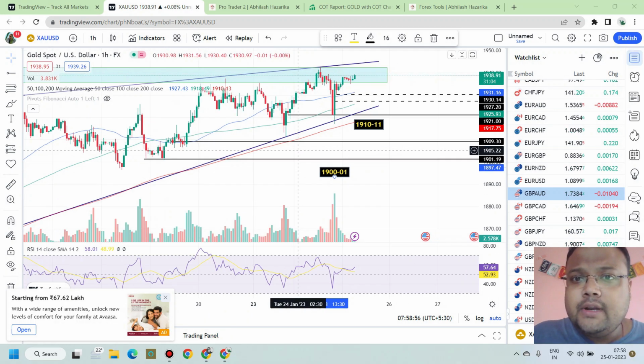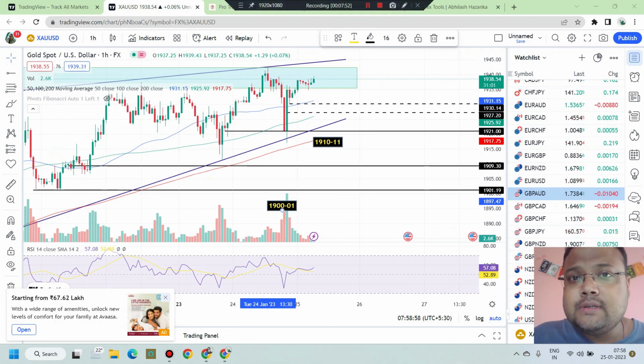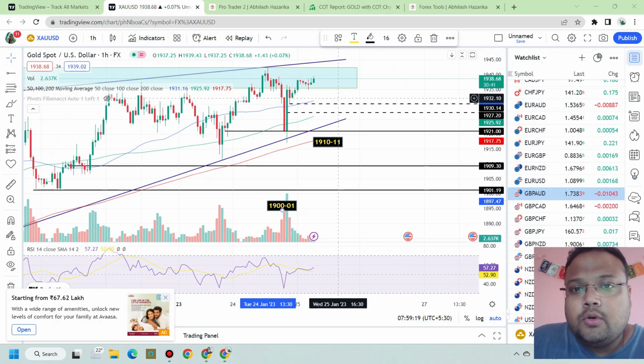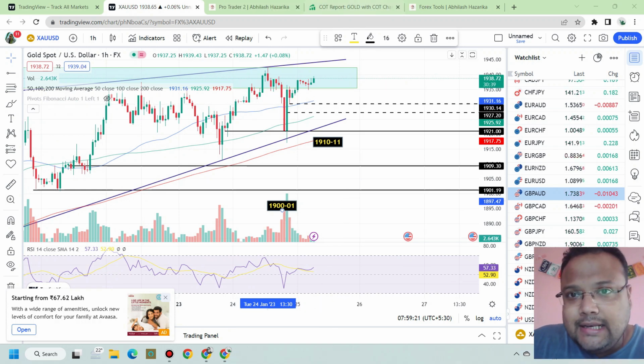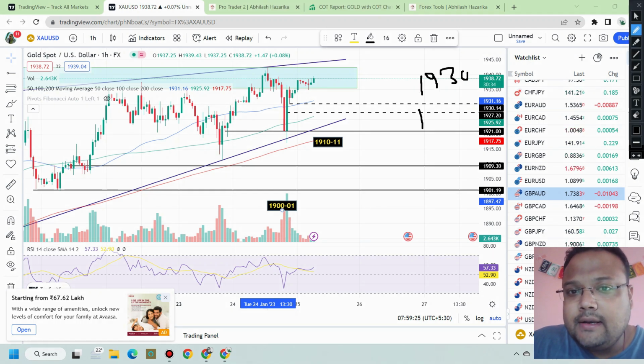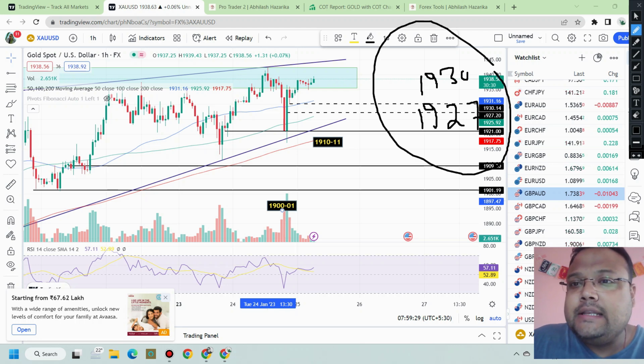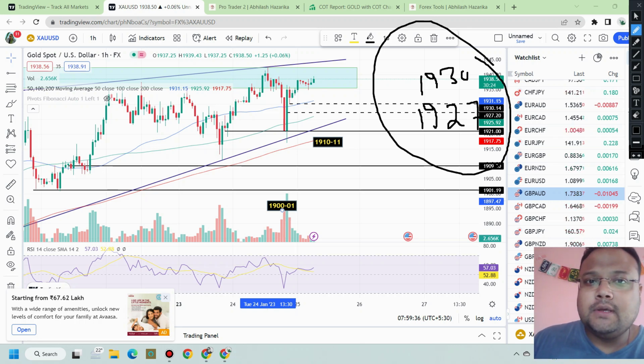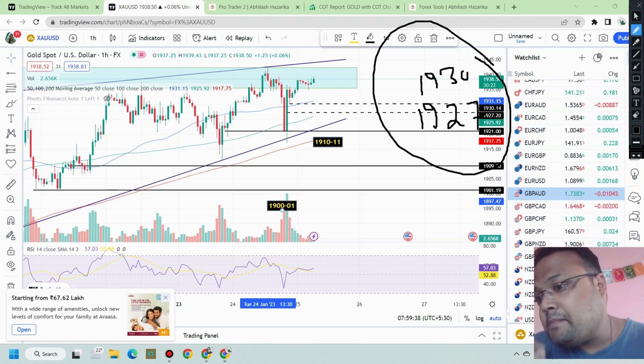And during the day, if there is not much volatility, then we have some weak supports also. We have some weak support around 1930 level. Let me write it down. We have some weak support on 1930 level and 1929, 1927. These two are weak support levels. So these two supports are for mostly day traders only. Weak support means it may work, may not work.